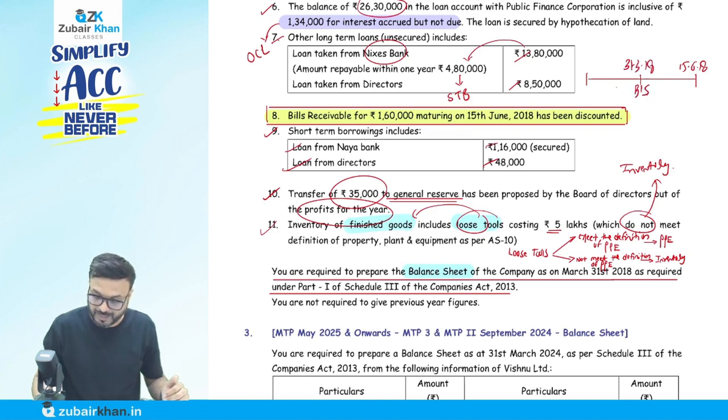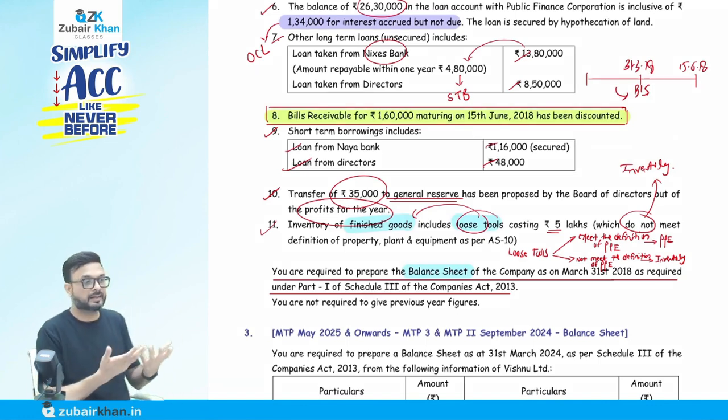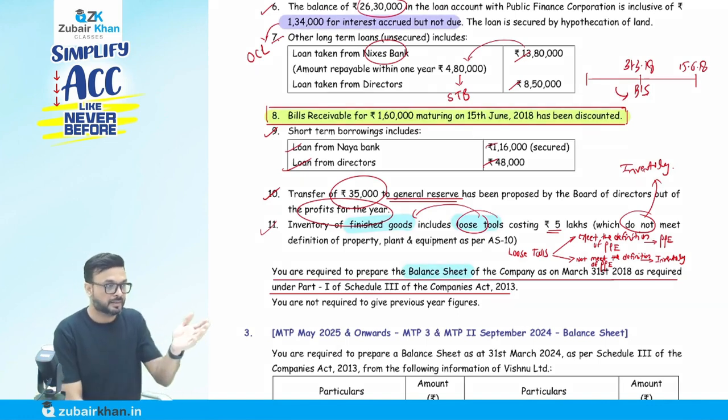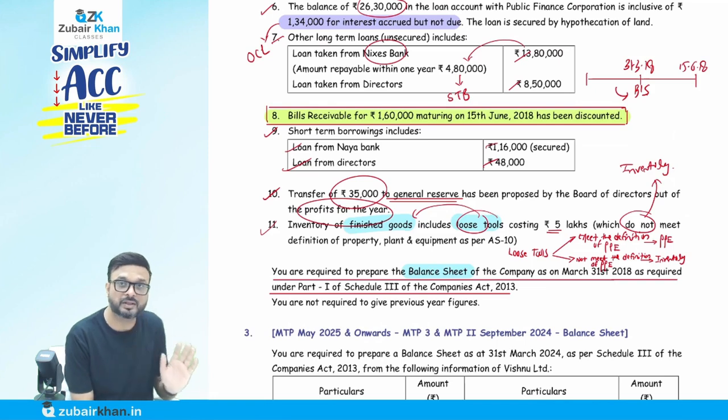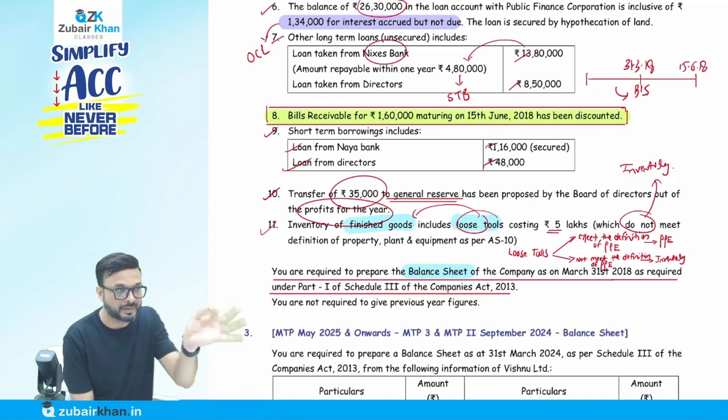Now, before the balance sheet date, I go to the bank and tell him, listen, one of the persons who is going to pay me 1,60,000 is going to pay me on 15th of June. I don't have time, I cannot wait till the 15th of June. So please give me the amount now. I will give you this document that he has accepted and he's going to pay me.